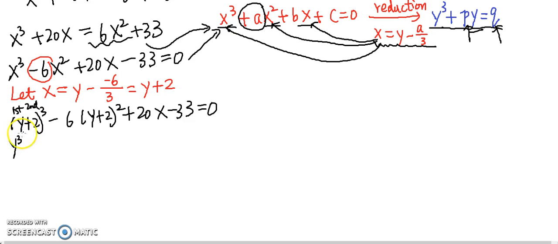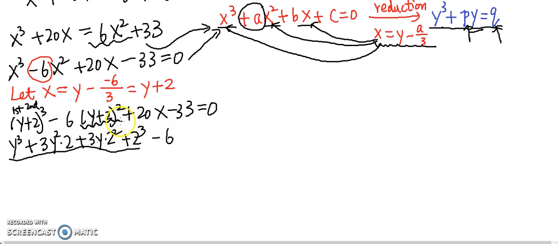So the first term cubed plus 3 times the first term squared times the second term plus 3 times the first term times the second term squared, and plus the second term cubed. So here is the result by applying the cube power formula. Minus 6, and now y plus 2 squared. Right here we're going to use the formula again. So the first term squared plus 2 times the product of the first term times the second term, and plus the second term squared, 2 squared, and plus 20x.